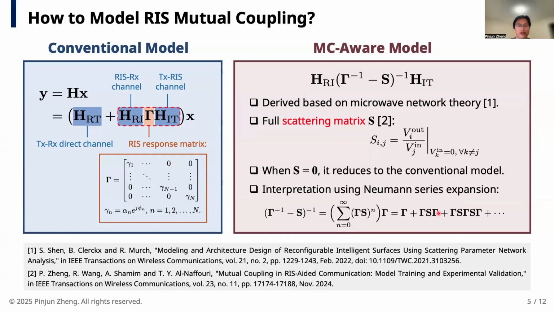And the scattered energy will also be reflected again. So this is described by the multiplication of these three matrices. And this process repeats, getting weaker and weaker until infinity. So this is the essence of mutual coupling, that is, multiple rounds of reflection and scattering.